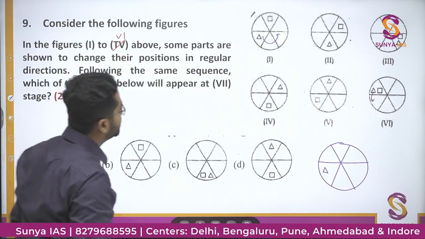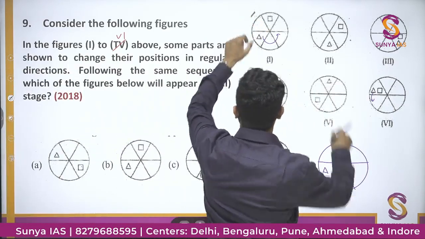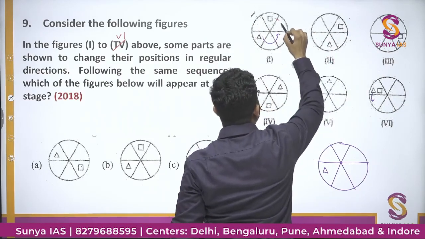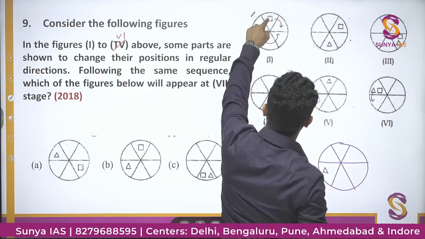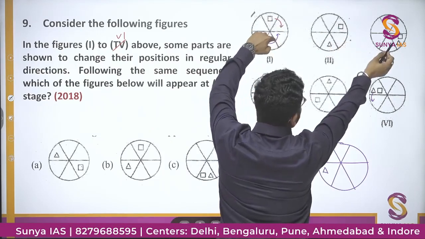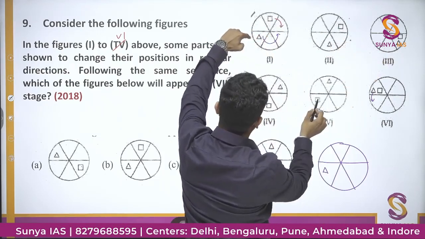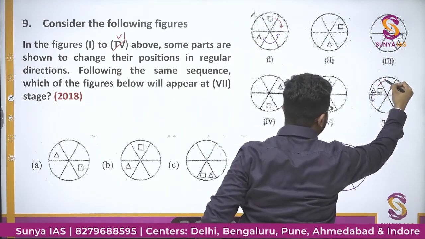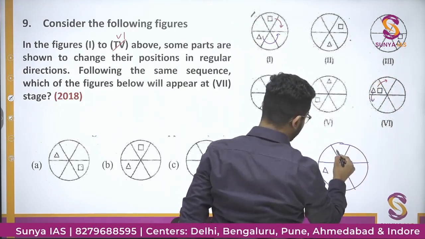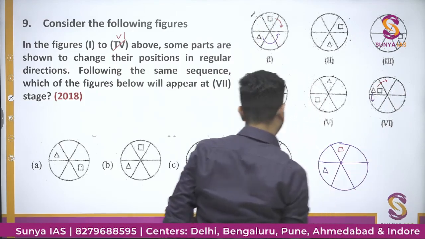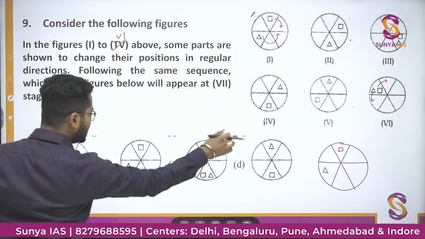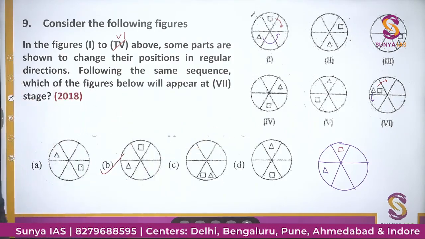Now if I see that rectangle or square, whatever is there. This is here, then here. That is, it is following a clockwise approach. So here, here, then here, then here, then here, then here. So again, from here, it will be going like this, clockwise approach. So the triangle will be here. So is there any diagram like this? The triangle should be at this position, so this is option B, the correct option.